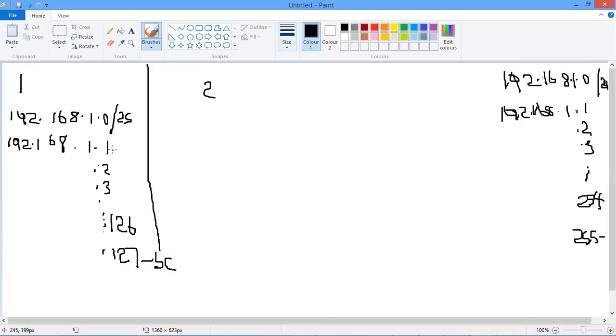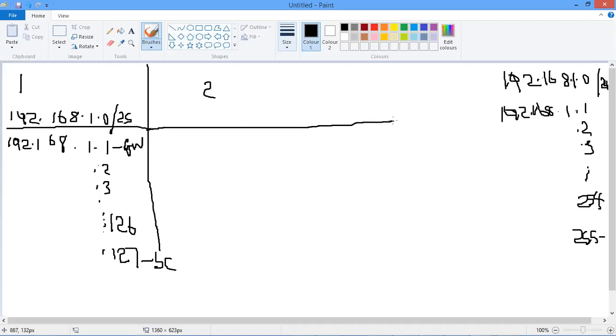And normally in such a network, the first valid IP address is supposed to be your gateway, or the last one. The last one is 126. So it depends on your choice. So this is the first network. Now this is a network address, not an IP address.